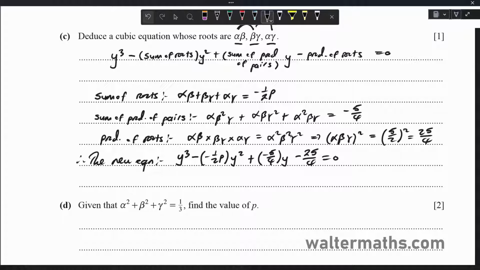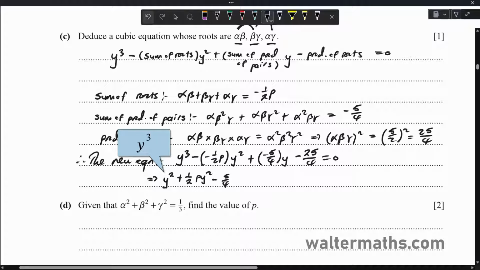So this is what we have in here, and that's essentially going to be equal to y cubed plus half of py squared minus 5 over 4 of y minus 25 over 4 equal to 0. I think we can simplify this a little bit more. Maybe just multiply all the terms by 4. So everything by 4 here.